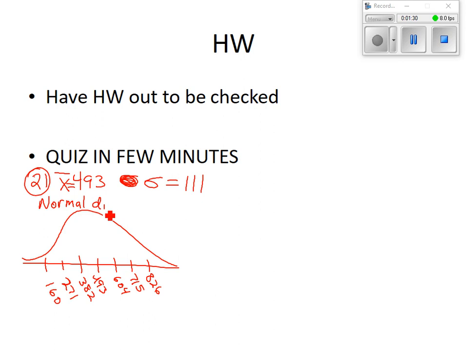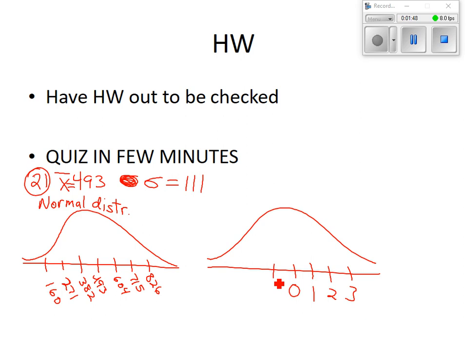Remember, this is a normal distribution. What if we want to change it to a standard normal distribution? What goes right here? 0. What goes here? 1. What goes here? 2. Here? -1. Here? -2. Exact same curve, normal distribution, standard normal distribution, all right?